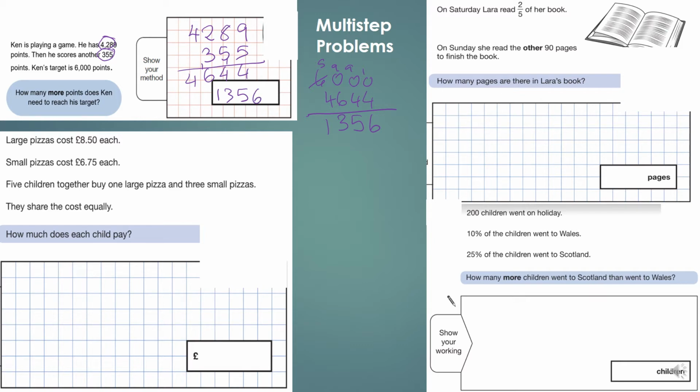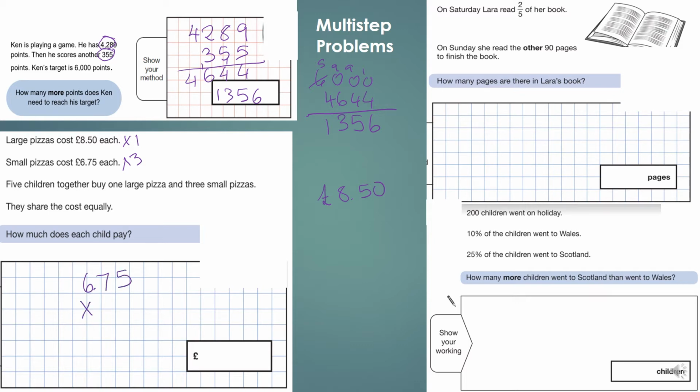Next, large pizzas cost £8.50, small pizzas cost £6.75 each. 5 children together buy 1 large pizza and 3 small pizzas. They share the cost equally. There's a couple of steps to this problem, so let's do the first one. So we have £8.50, and then we need to find out what 3 small pizzas cost.